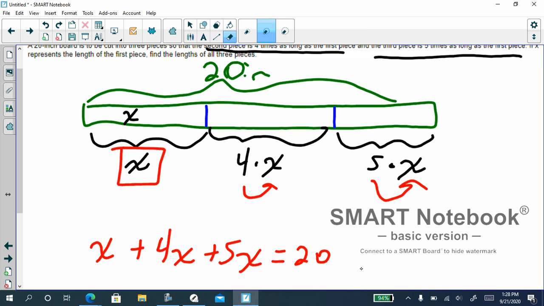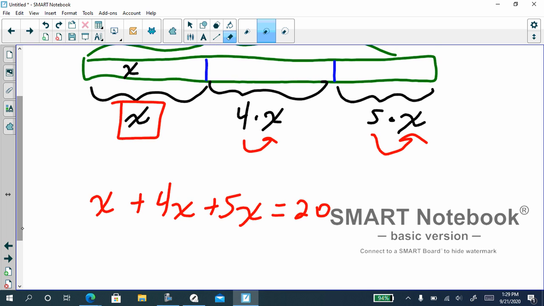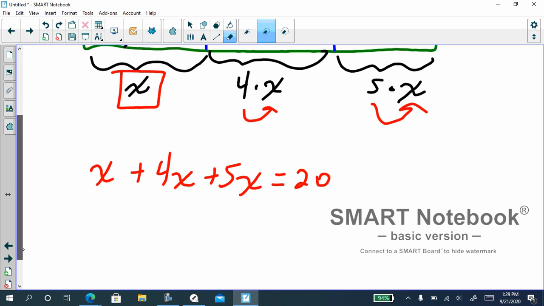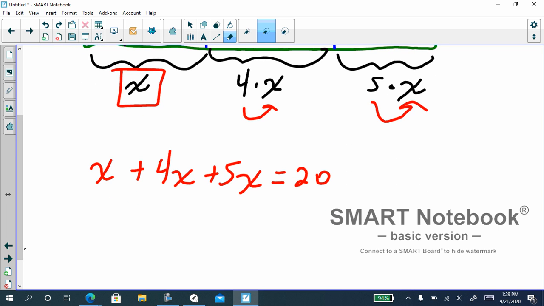Now we're leaving off the fact that when you cut, you're usually going to have some kind of saw blade that takes away part of your wood. But we're just going to assume that we can cut it, split it into 3 boards without losing anything. So when we add our boards together, we get a total length of 20.